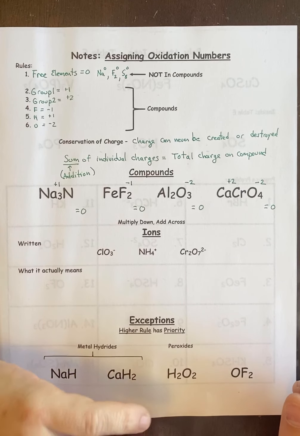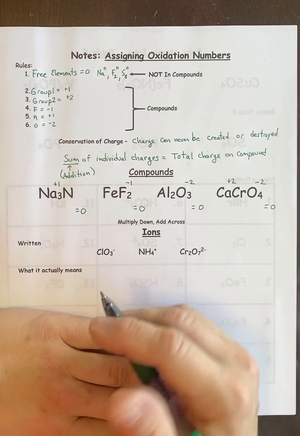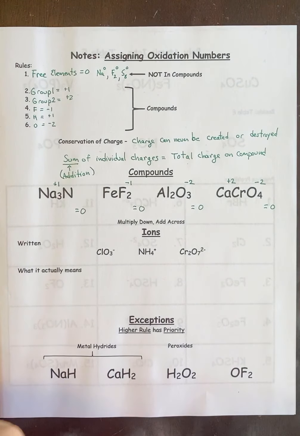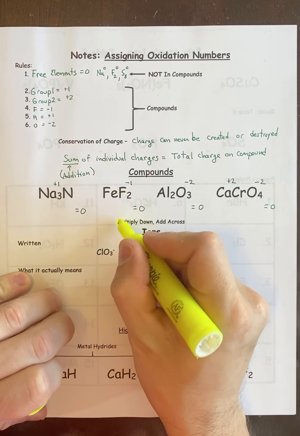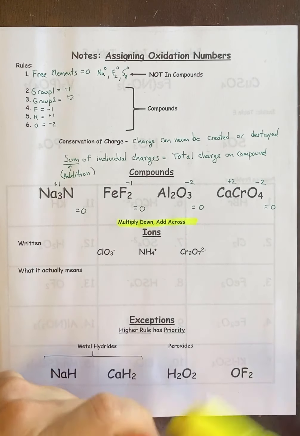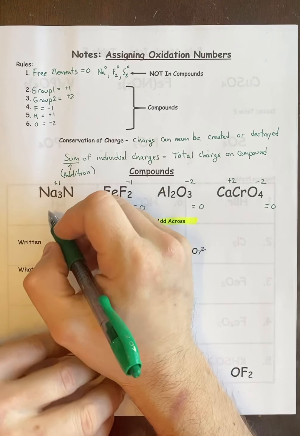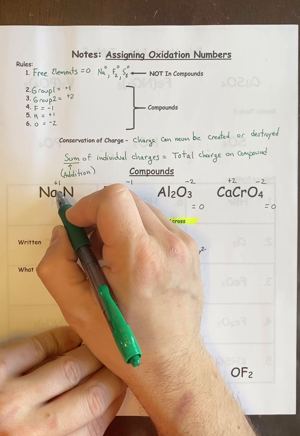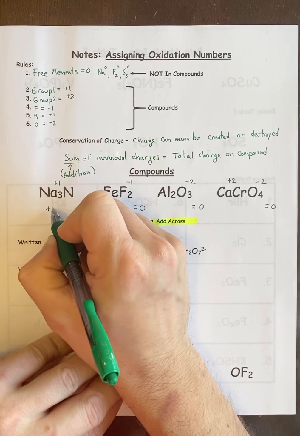So now, we're going to look at the total charges. The way that works is, I like to say it like this: multiply down, add across. That's the real simple way of explaining it. So in other words, multiply down means that I have 3 sodiums, they're plus 1 each. So if I multiply those together, I'll get the total from sodium.